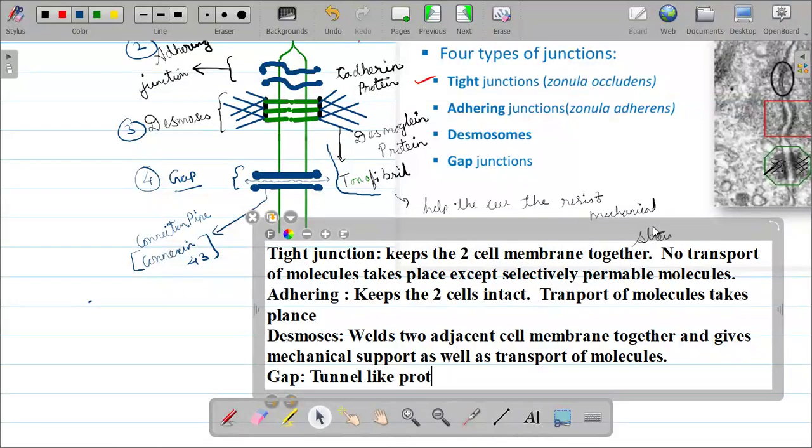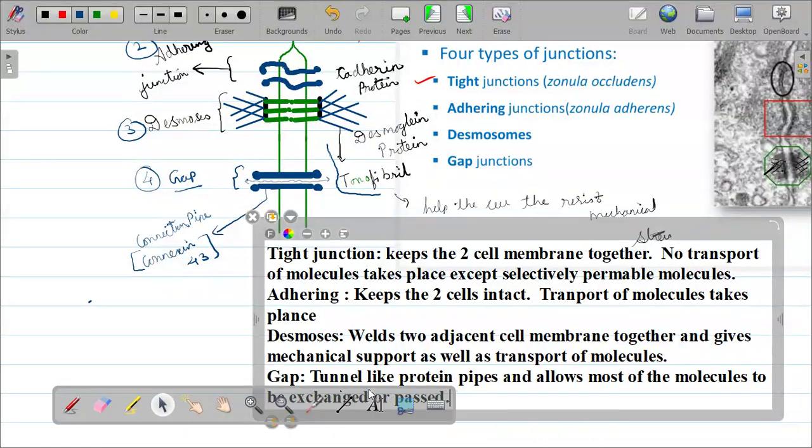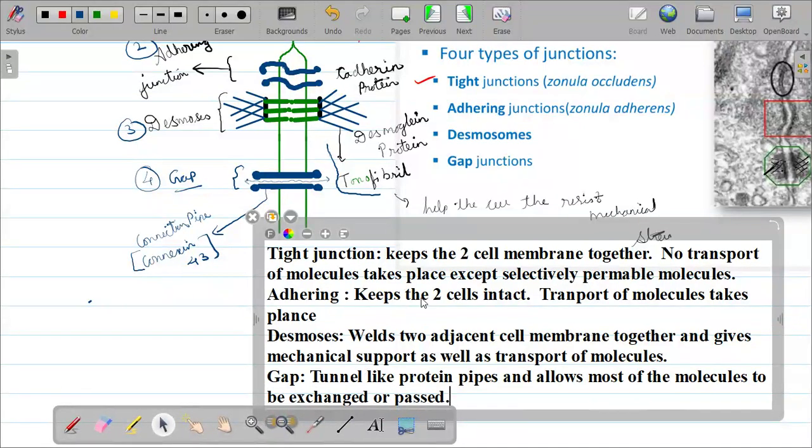Gap junctions are tunnel-like protein pipes and allow most of the molecules to be exchanged fast. Understood? Yes, sir. In adhering, you have to add an extra n, sir. Okay, got it. This is my own thing for your understanding.